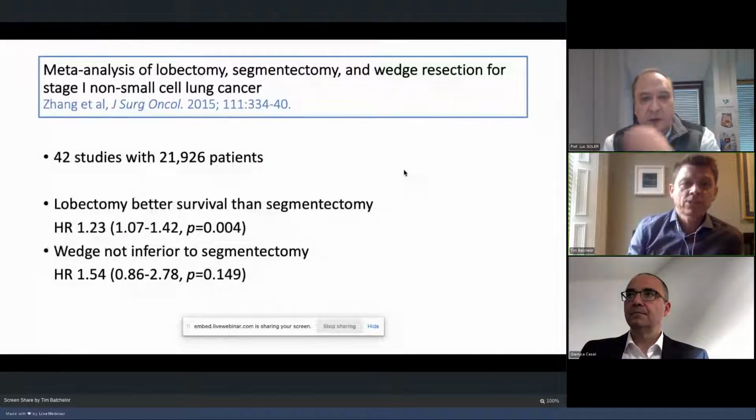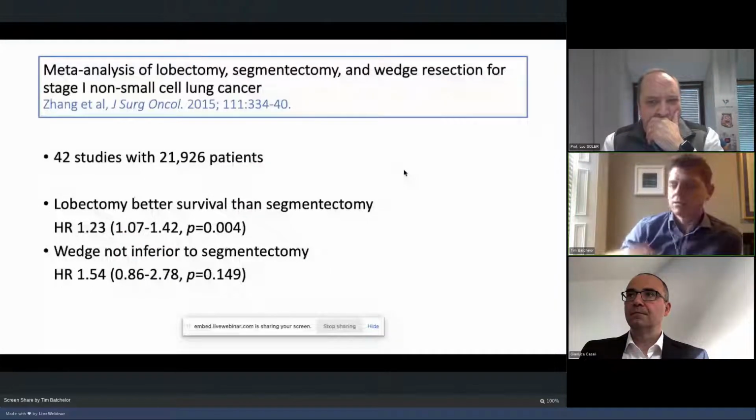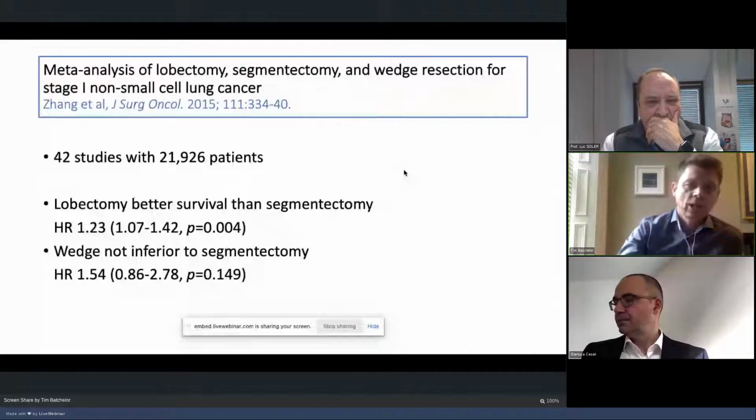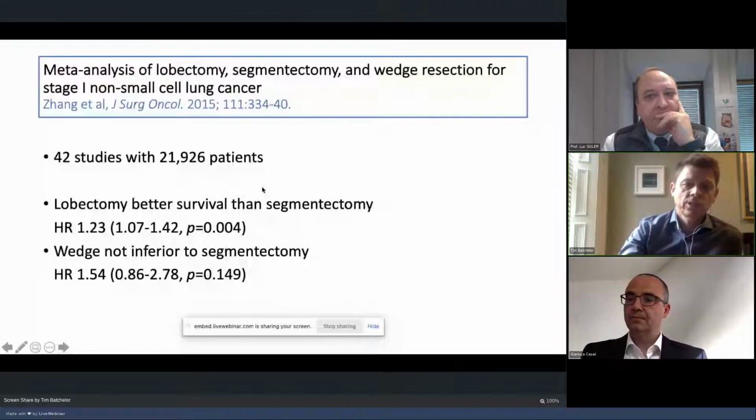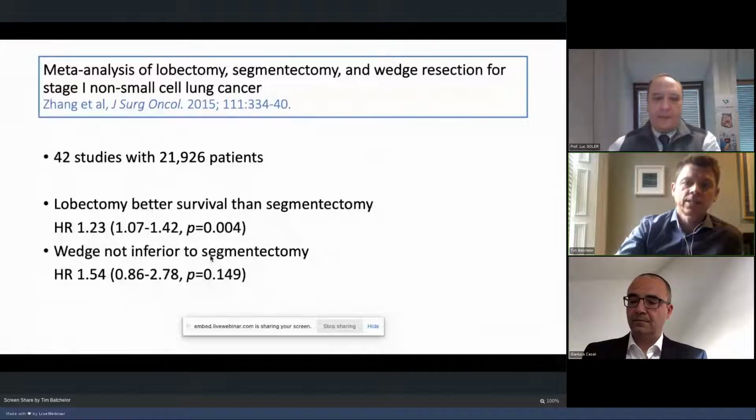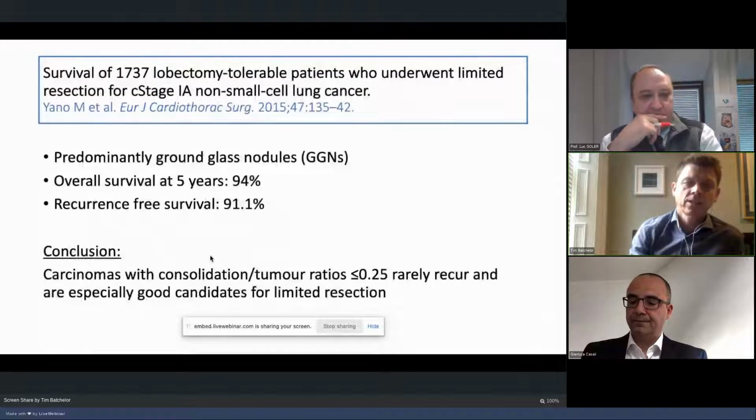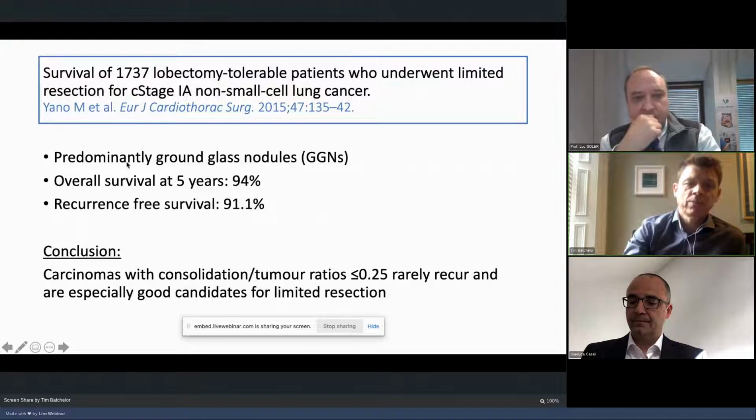Another big meta-analysis coming just after that, so lots of meta-analyses, 21,000 patients. What did they find? Lobectomy was better than segmentectomy in terms of survival, and wedge was not inferior to segmentectomy. So a slightly different message from some of the other studies we've looked at. And then to look at something slightly different, ground glass nodules instead of solid nodules. Again, a big study, nearly 2,000 patients.